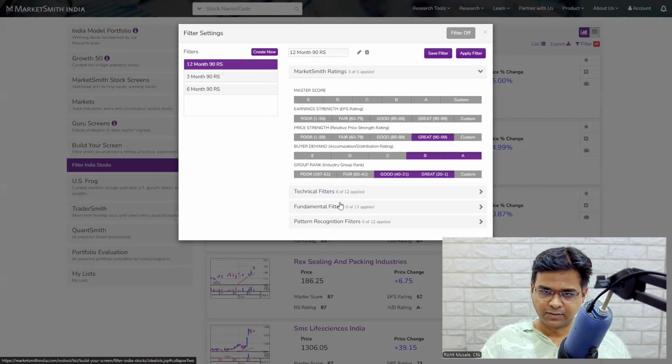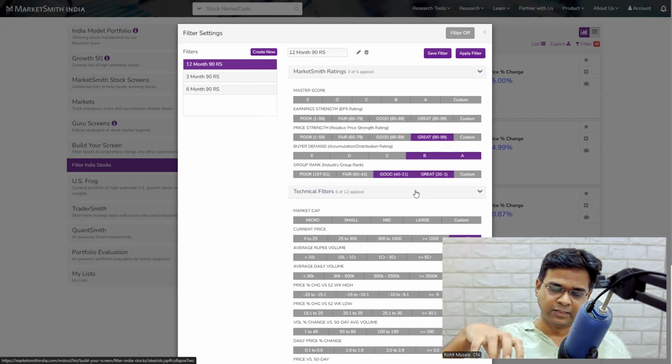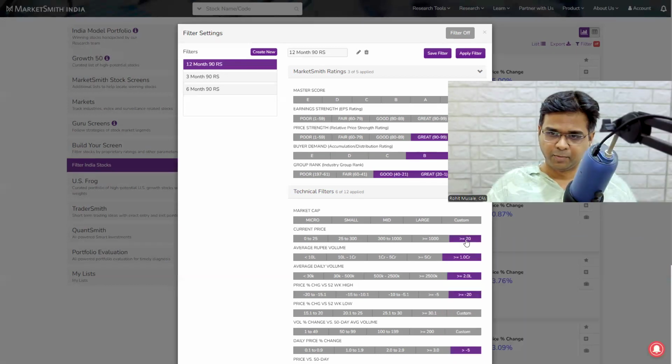Now look at these filters. My first filter is the price strength should be at least 90 or more than 90, which is between 90 and 91. The institutional demand should be A or B. The industry rank should be between 1 and 40. I have discussed this in my playlist called stock filters. There are a lot of videos where I discuss each of these filters in detail. Then the price should be more than 20. The average daily rupee volume should be more than 1 crore. Then the average daily volume should be more than 200,000 shares traded in a single day.